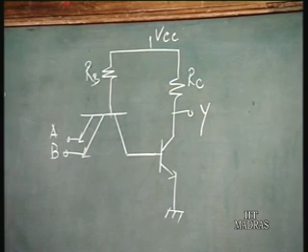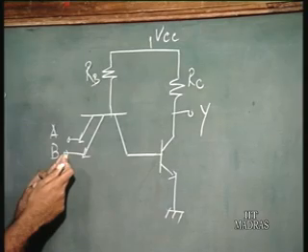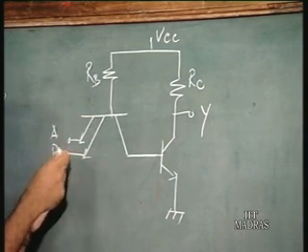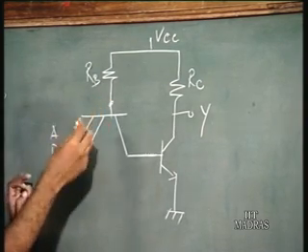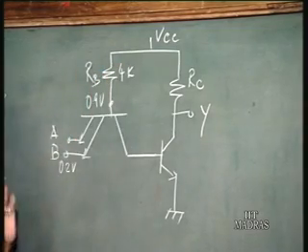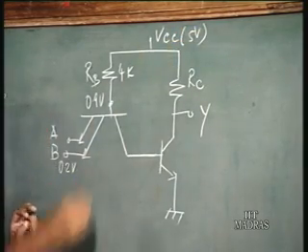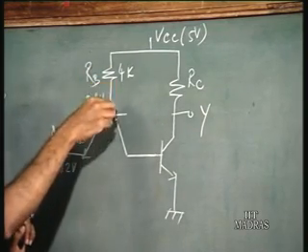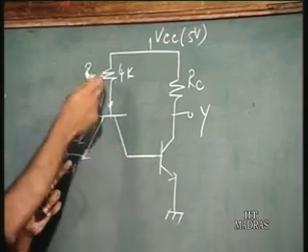Now what happens is, suppose this input here goes low, say 0.2 volts. What is this voltage going to be? Around 0.9 volts, say. And suppose this resistance is 4 kilo ohm, and this is 5 volts. So a current of 5 volts minus 0.9 volts divided by 4 kilo ohm, around 1 milliampere, flows here. That is the base current, and this flows into the emitter.